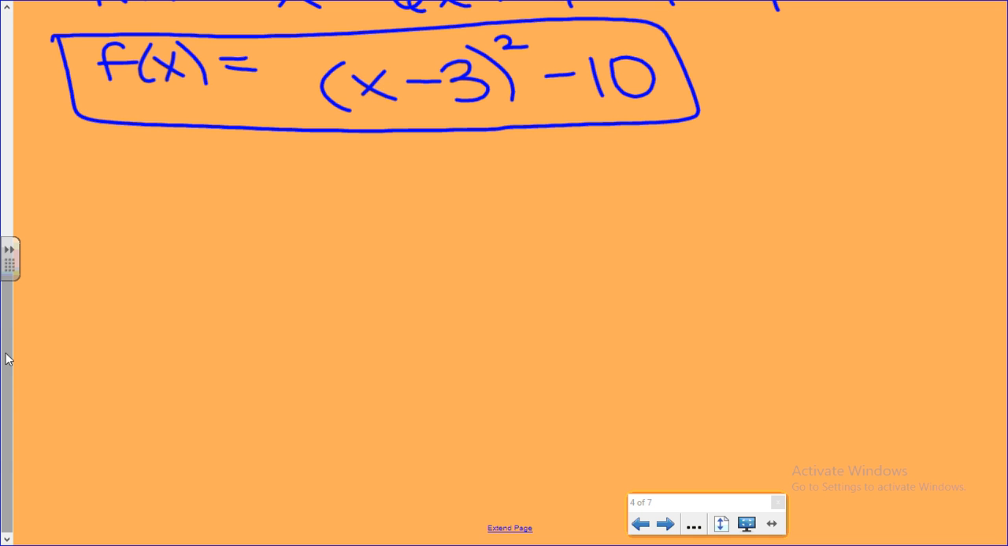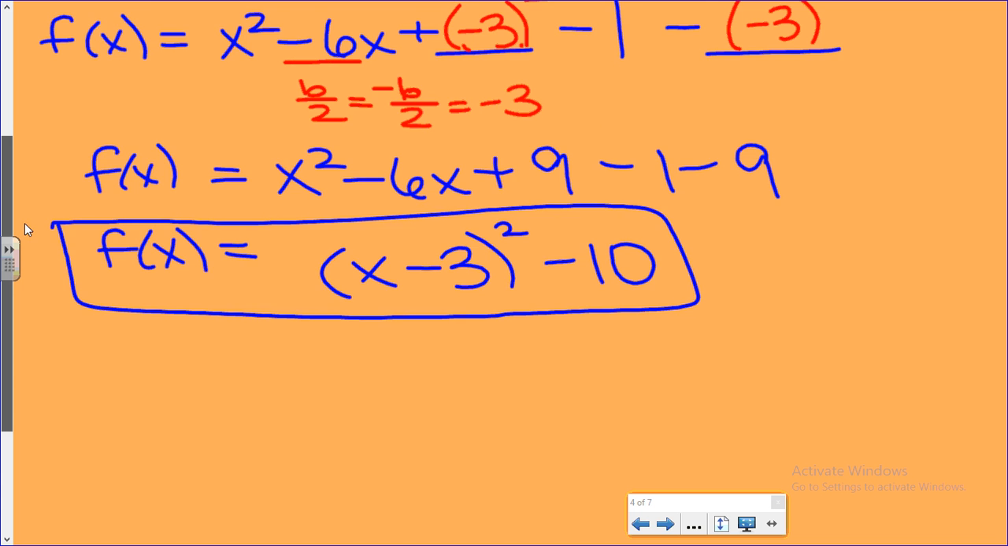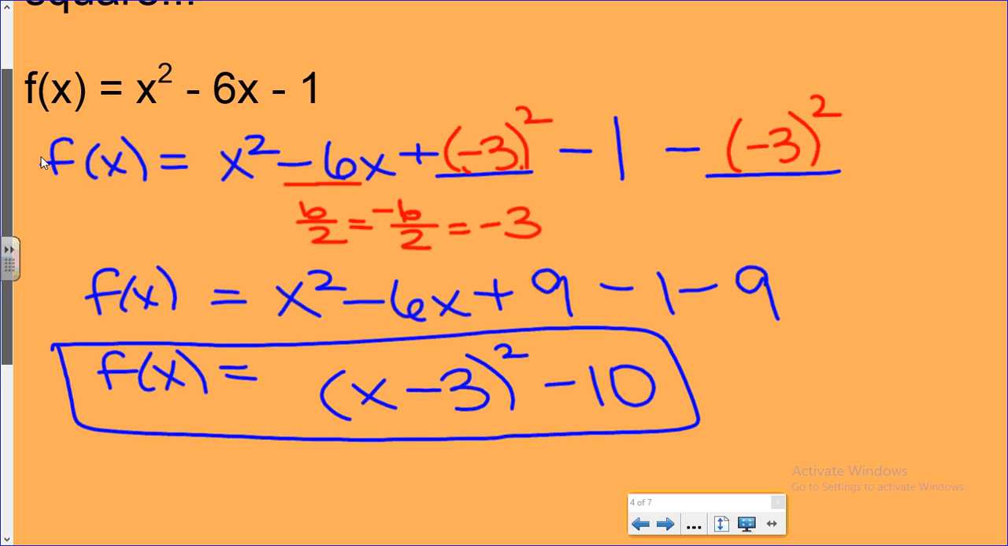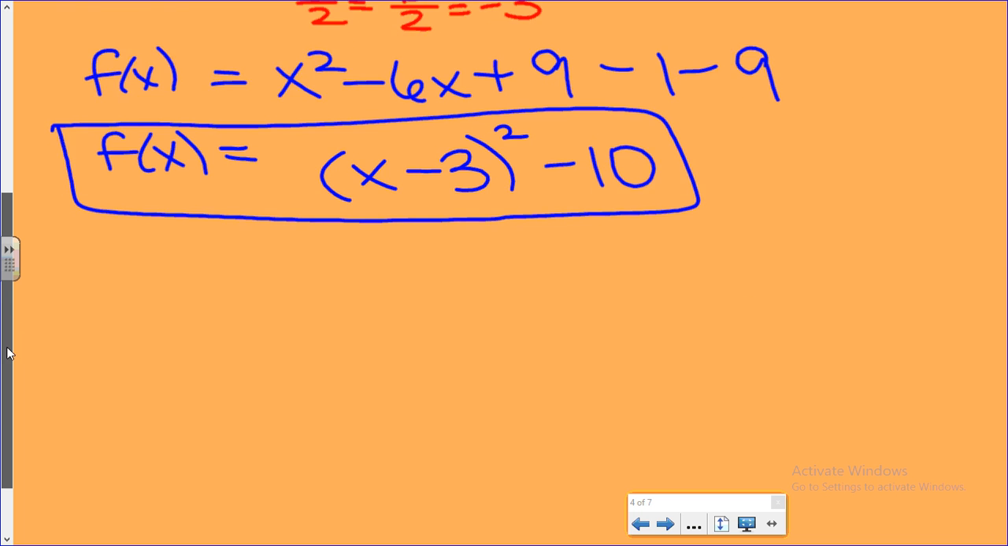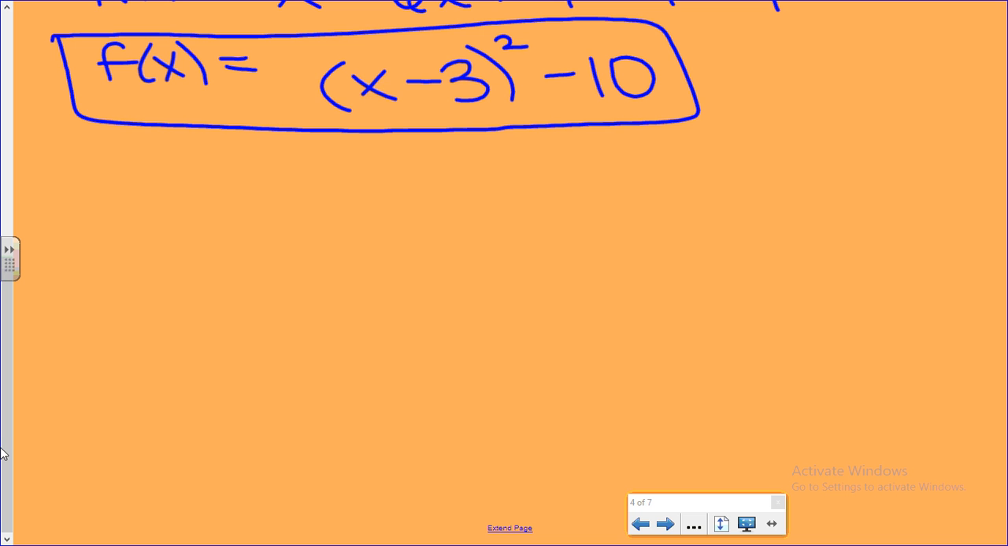Okay, first of all, are there any questions about the completing the square process up here? Questions about the completing the square? Okay, so let's talk about this now. Once we have it in standard form, we can easily identify the vertex.